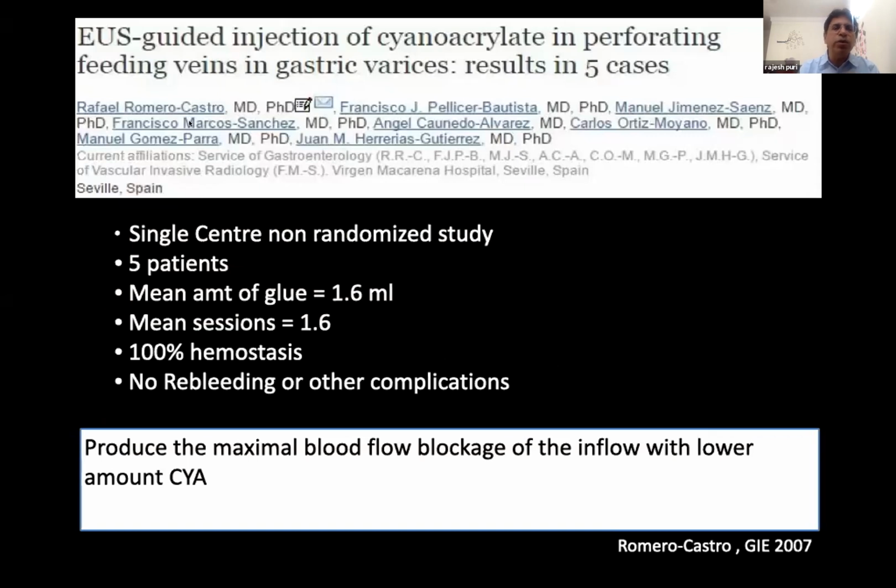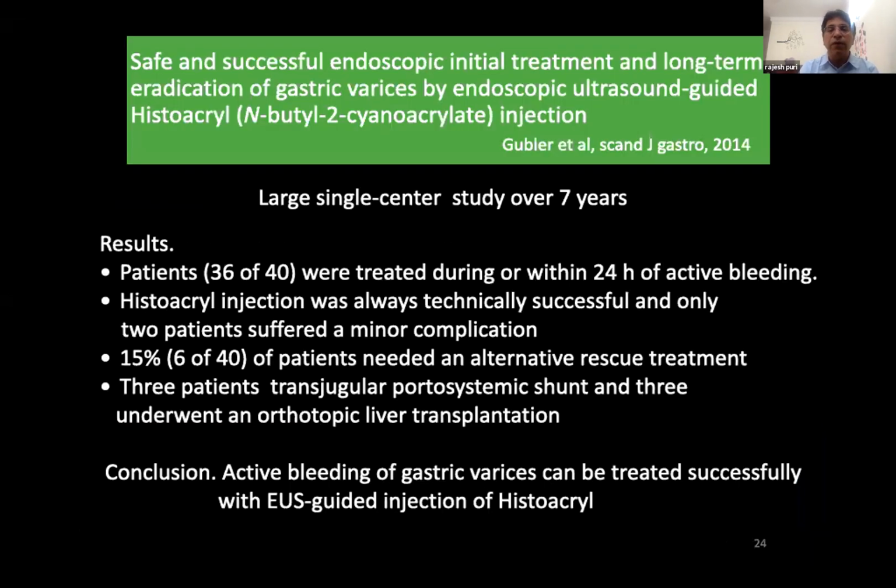So the first conceptual study was given by Romero Castro in 2007, where in 5 patients he used the glue into the perforators. And what he saw was that 100% hemostasis was achieved, no rebleeding or other complication, producing maximum blockage of the blood inflow with a lower amount of cyanoacrylate glue. So Romero Castro injected the perforators in 5 patients and achieved hemostasis in all 5.